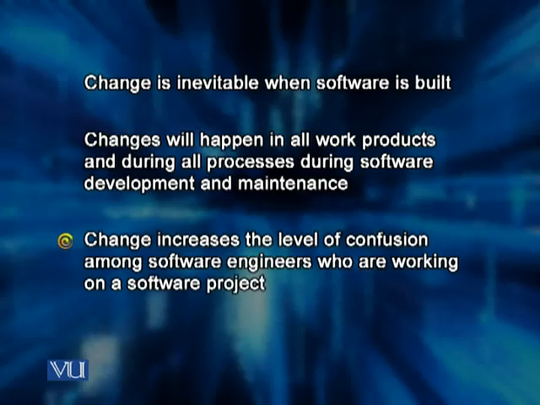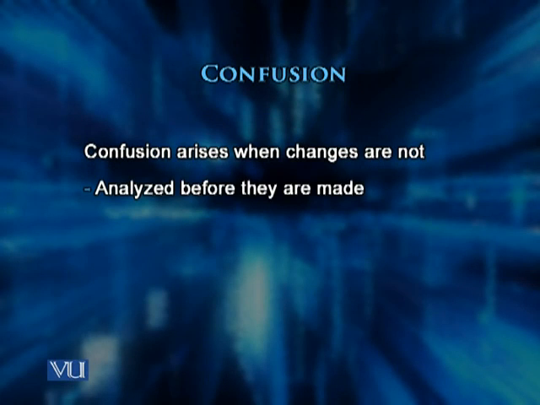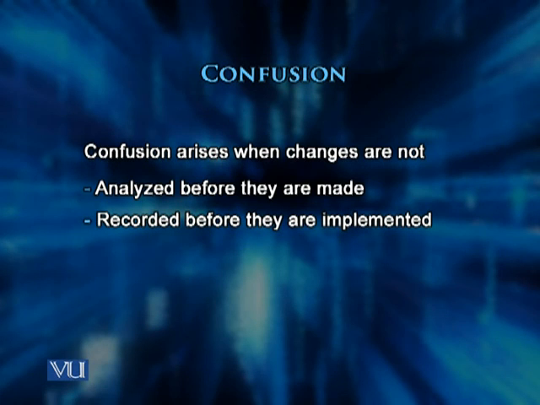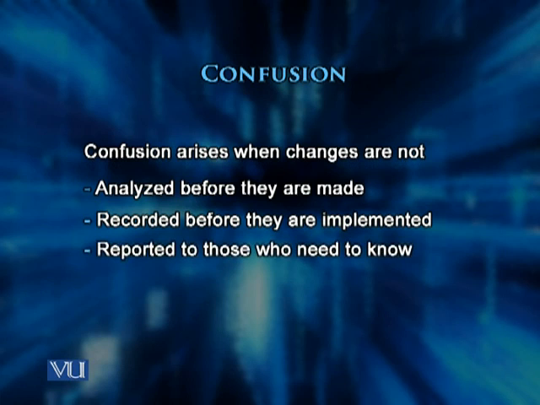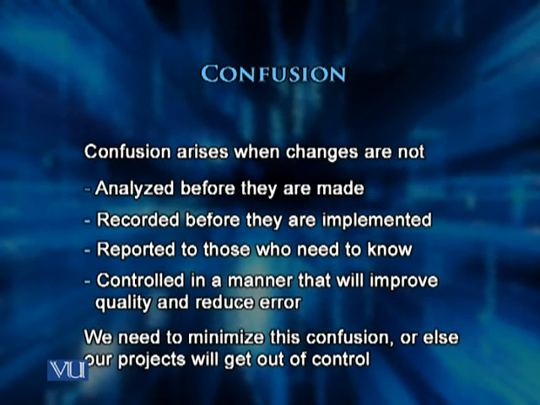Now, change increases the level of confusion among software engineers who are working on a project, and confusion causes lots of problems. Confusion arises when changes are not analyzed before they are made, not recorded before they are implemented, not reported to those who need to know, and not controlled in a manner that will improve quality and reduce errors. We need to minimize this confusion, or else our projects will get out of control.